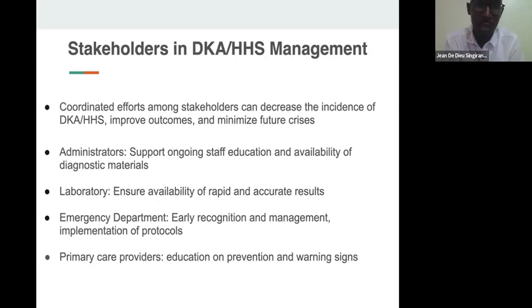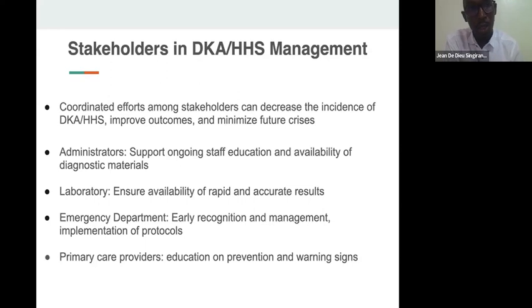One is to involve the administration. By involving the administration, you inform them how early and timely management of DKA is associated with a good prognosis. The evidence is that the mortality of DKA in the developed setting is lower compared to the developing setting. So the administration can be involved for staff education and for availability of diagnostic materials like urine dipstick. It is very cheap and can be used at the bedside.